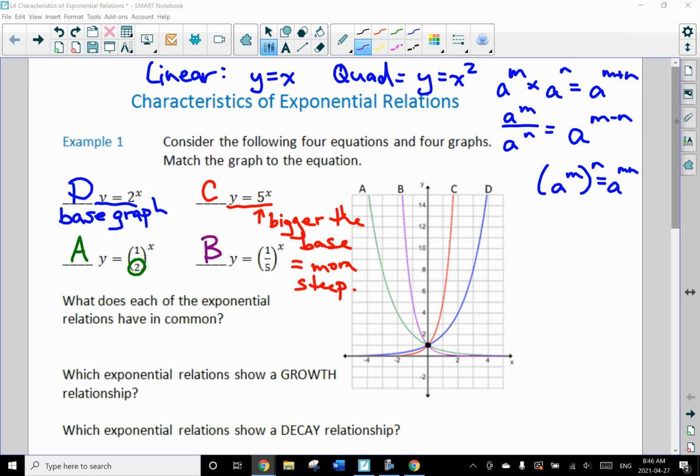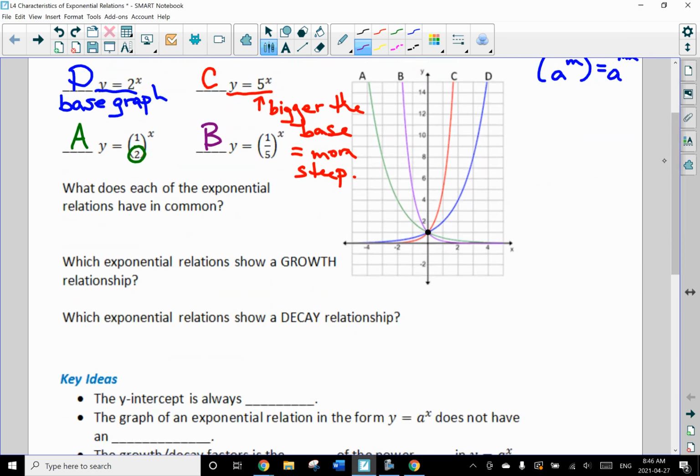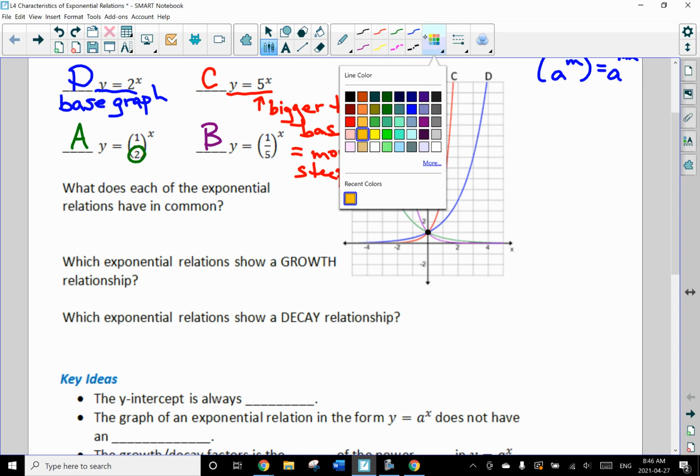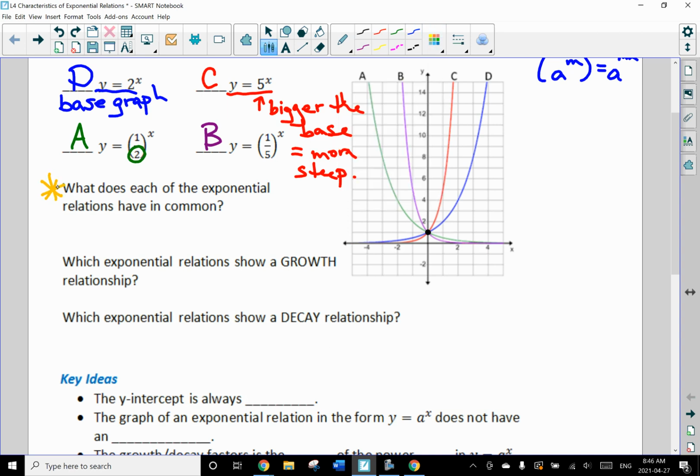So when we're looking at the graphs, and I highlighted it a little bit before, this is an important concept. It's true for all exponential graphs. The base graphs always have a point in common, and I pointed that out right here. All of these graphs go through the point (0, 1). They have the same y-intercept. That's important to notice and remember.